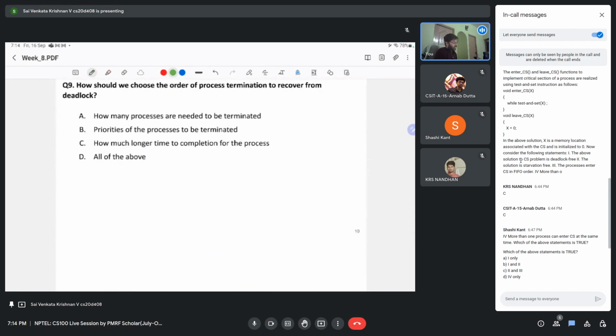How should we choose the order of process termination to recover from deadlocks? Option A, based on how many processes need to be terminated, or option B, priorities of the processes to be terminated, or option C, how much longer time to completion for the process. Which one of the following options are correct? Any guesses?